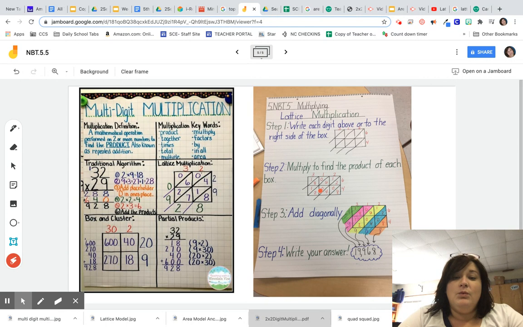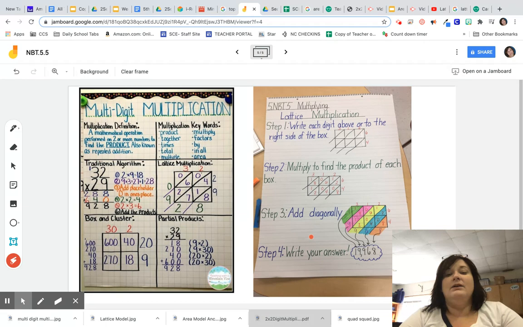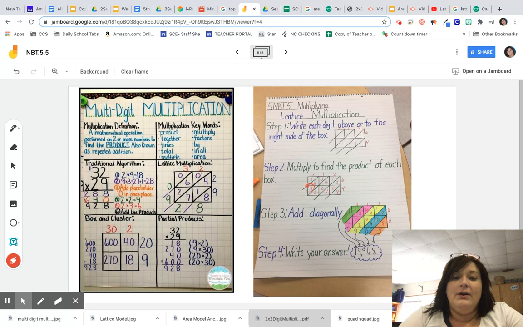4 times 1 would be 4, so 0 in the tens place and 4 in the ones place of that box. And then 6 times 3, which would be 18. That's 1 in the tens place and 8 in the ones place. Then we do 3 times 4 in this final box, and that's 12. So 1 in the tens place and 2 in the ones place. So we're done with that step.